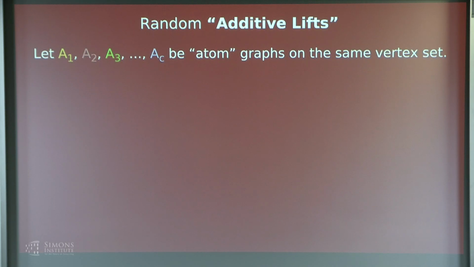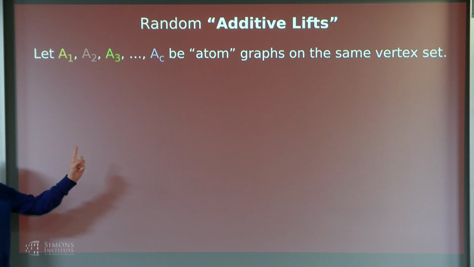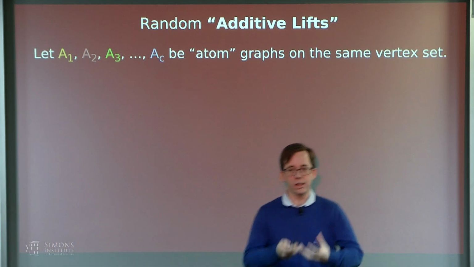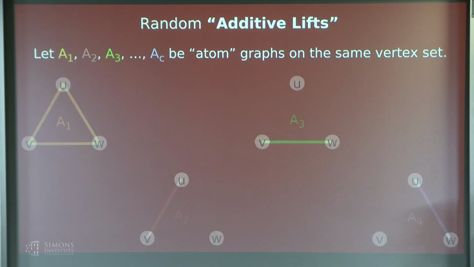So the funny thing is we're not going to apply this just to one base graph. We're going to talk about additively lifting a collection of finite graphs. And all these graphs are going to have the same vertex set. And we like to call these finite graphs atoms. And we also like to color them. So let A1 through AC be graphs on the same vertex set. And we're going to talk about additively lifting this list of C graphs.